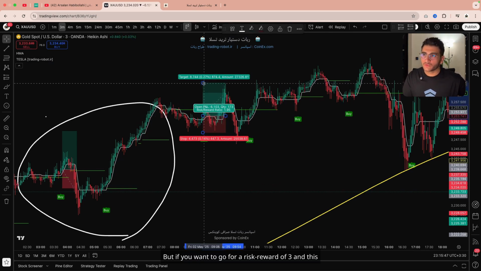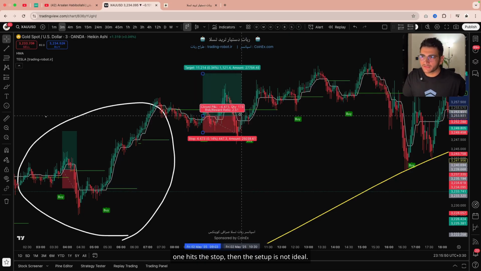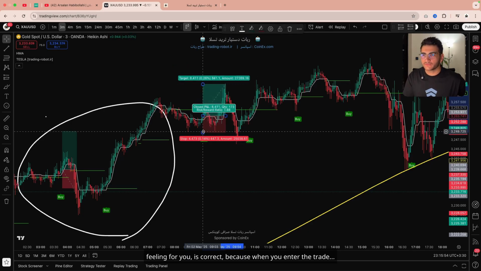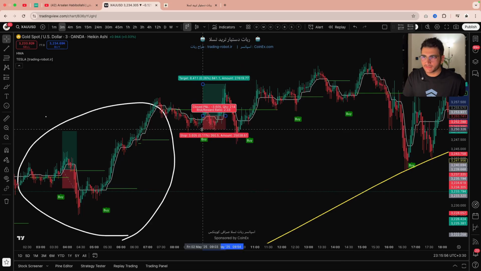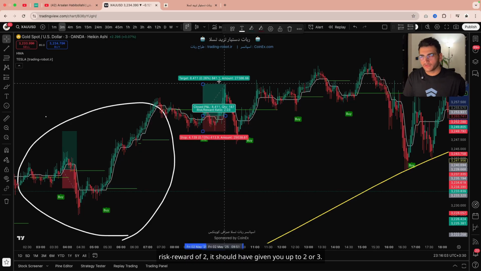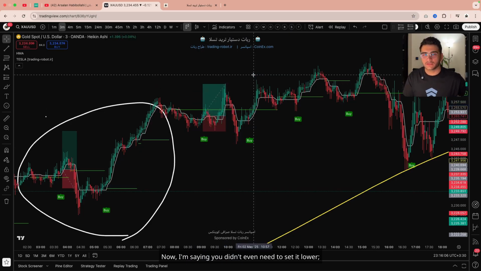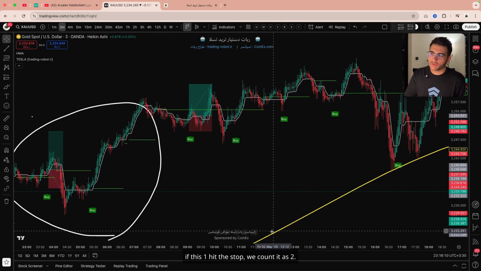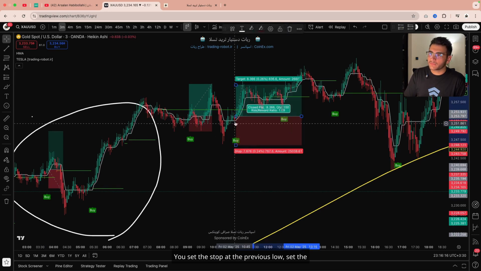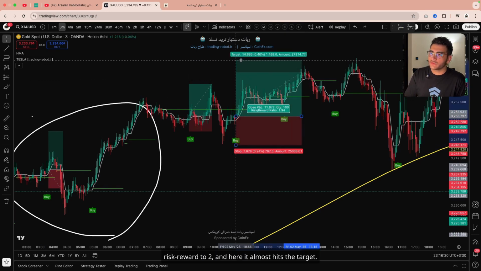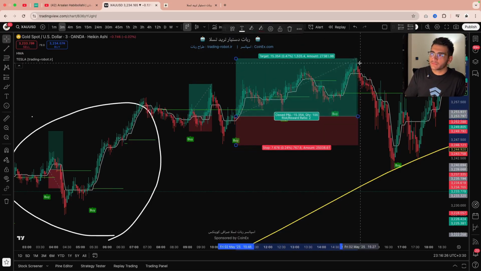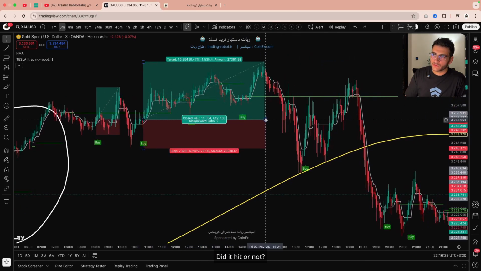But if you want to go for a risk reward of 3 and this one hits the stop, then the setup is not ideal. But the fact that it hit now, meaning it triggered this feeling for you, is correct. Because when you enter the trade, you set the stop at the previous low here, and for a risk reward of 2, it should have given you up to 2 or 3. Now I'm saying you didn't even need to set it lower. If this one hit the stop, we count it as 2. Then it gave another buy signal, all long buys here, and you enter. You set the stop at the previous low, set the risk reward to 2, and here it almost hits the target. It hit it by a millimeter, right? Did it hit or not?